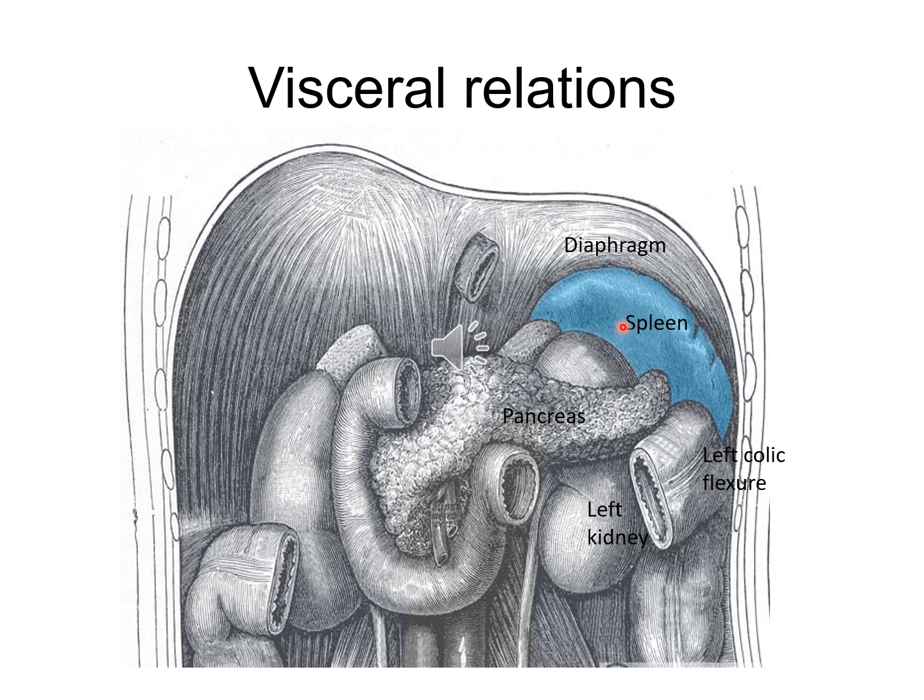This is the spleen, and its convex surface is related to the diaphragm, and its concave surface is related to the left kidney forming the renal impression, then the tail of the pancreas forming the pancreatic impression, the left colic flexure forming the colic impression, and the stomach is removed. So here the stomach will be forming the gastric impression.